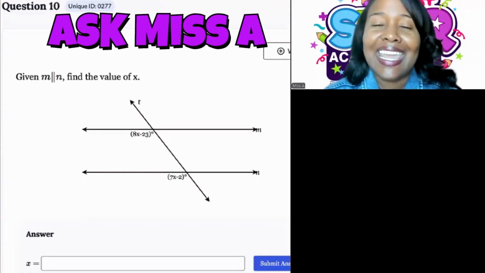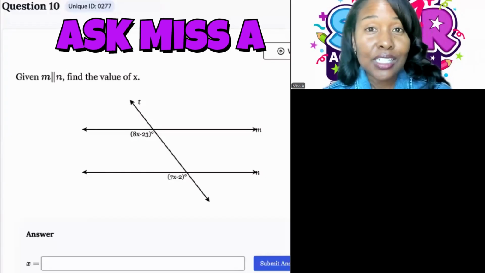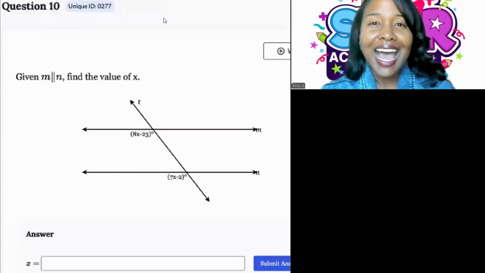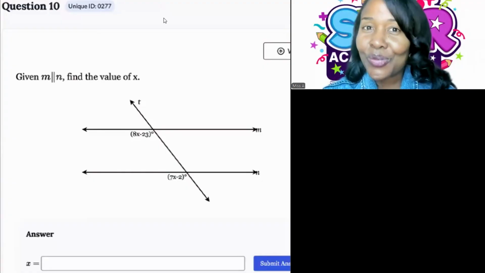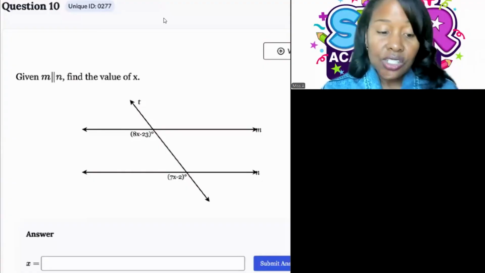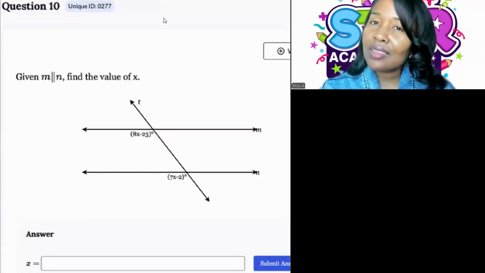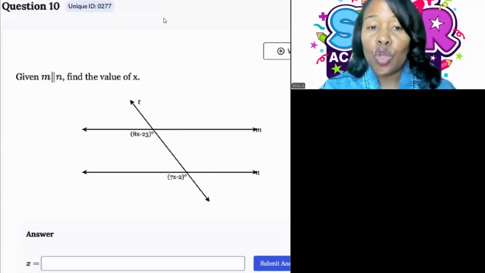Ask Miss A. This is where you can send in screenshots or pictures of your math work, and I will work the problem out for you here online. So we have a question on the screen. We are dealing with parallel lines cut by a transversal.